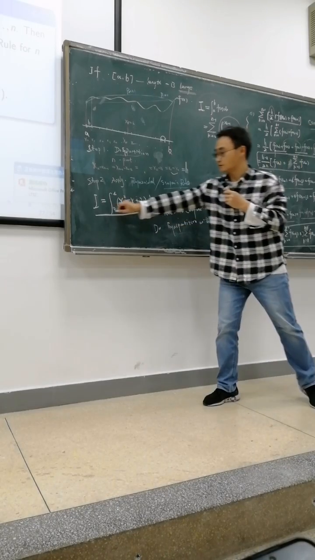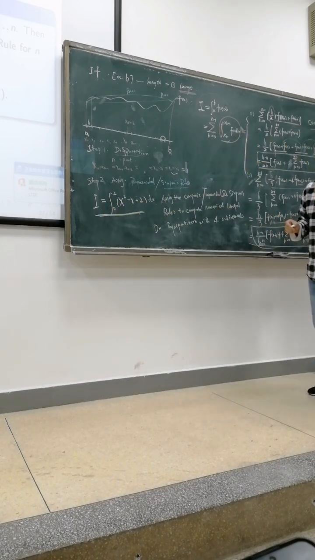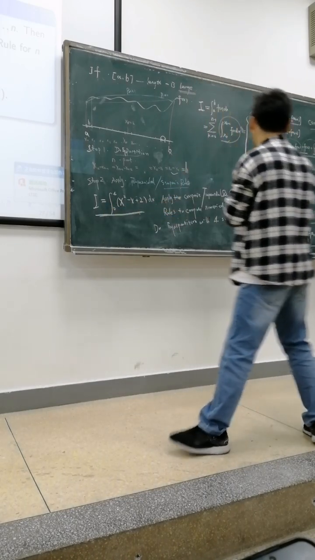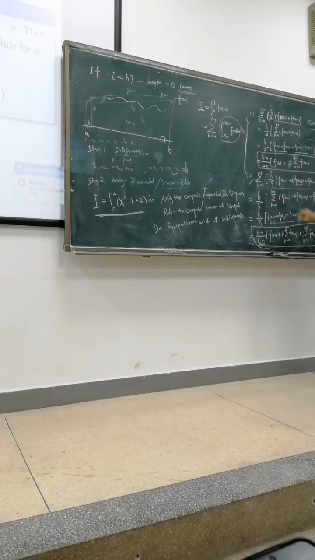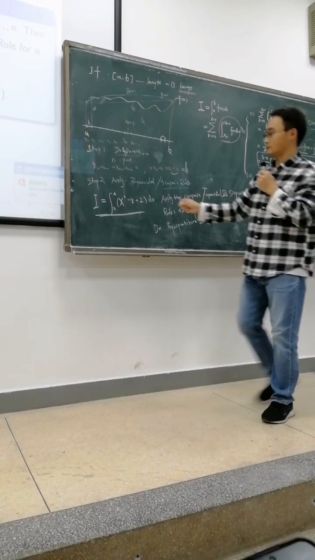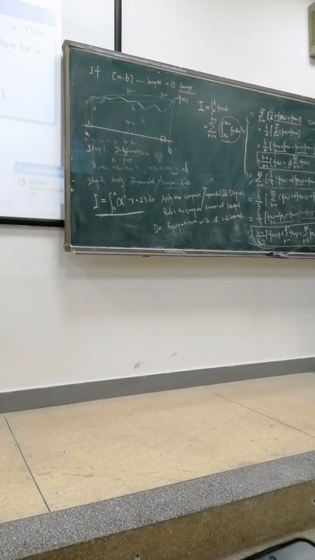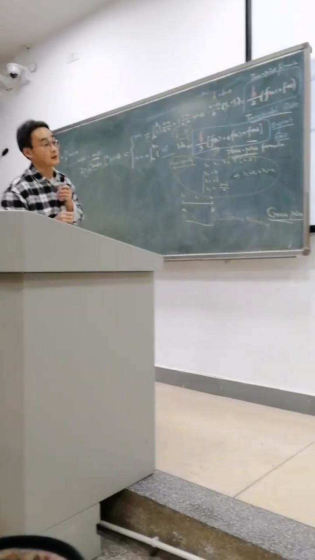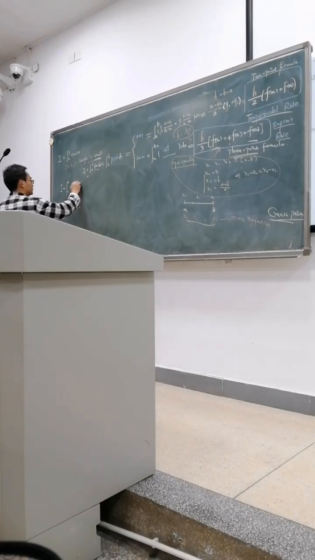So how can you calculate this one? It's very easy. Just apply these two formulas, like this one. For example, we apply the trapezoidal rule directly here: i equals 0 to 4, then it's x squared minus h1, then it's plus 2.